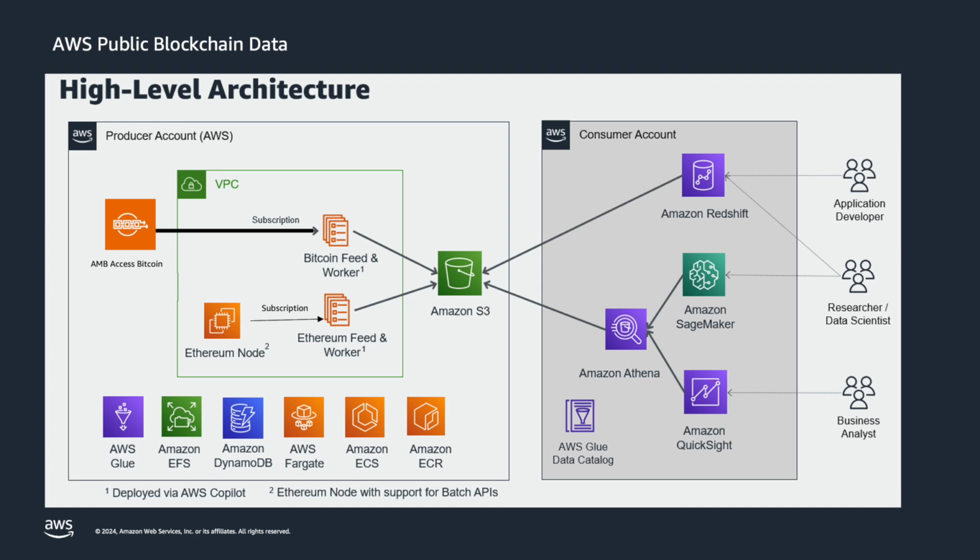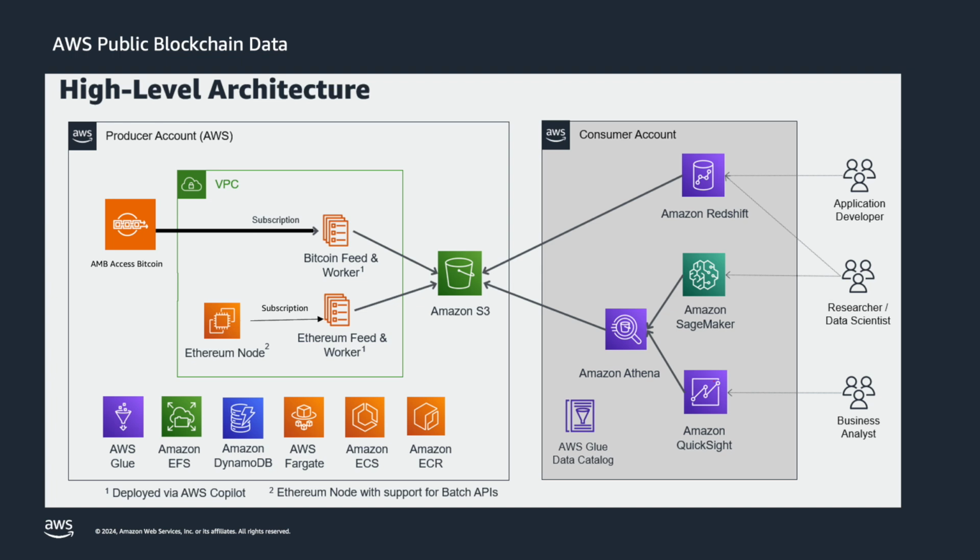The producer account employs two Amazon Elastic Container Service tasks, one for Ethereum and one for Bitcoin, which serve as a feed. These feeds continuously monitor their respective public blockchains, listening for new blocks. For Bitcoin, the solution utilizes Amazon Managed Blockchain Access, while for Ethereum, it uses a self-hosted Aragon Lighthouse node. This is because the Ethereum feed requires a node that supports batch APIs, which is not currently available on AMB Access Ethereum.